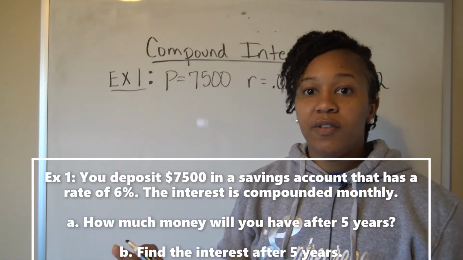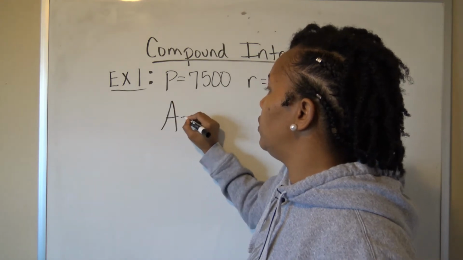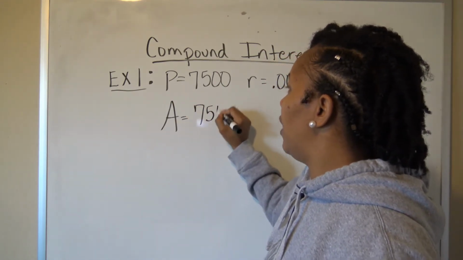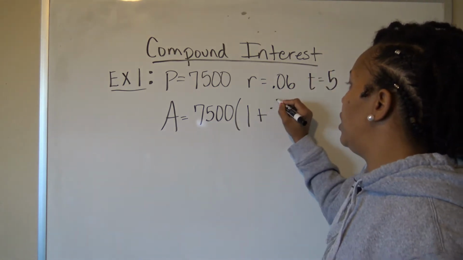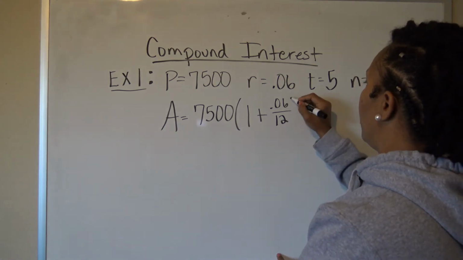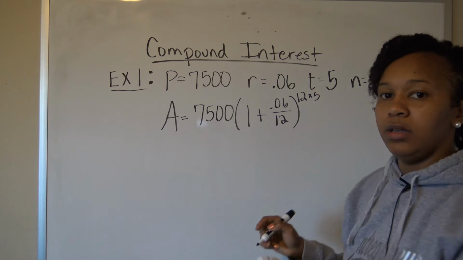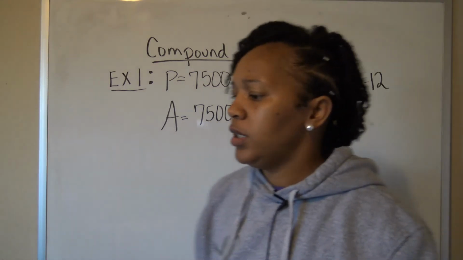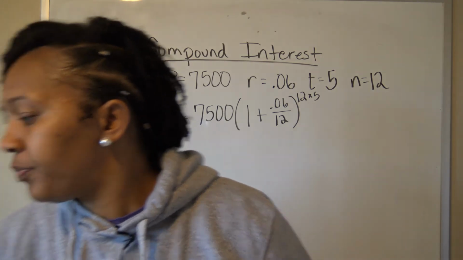Once you identify all of your variables, then you just plug them into the formula. So A is equal to 7,500 times (1 plus R over N), so 0.06 over 12, all of that raised to the 12 times 5, N times T. Now the rest is really just plugging it into the calculator. So let me grab my calculator.